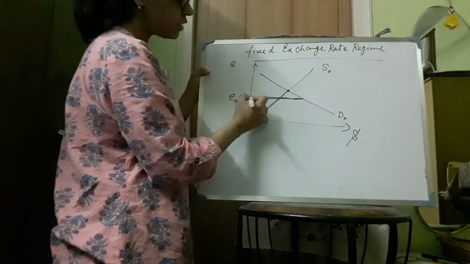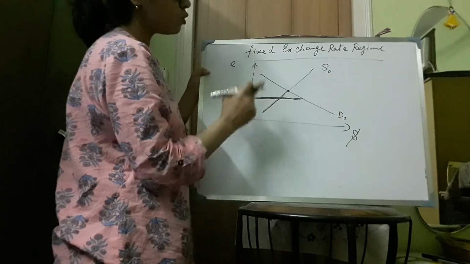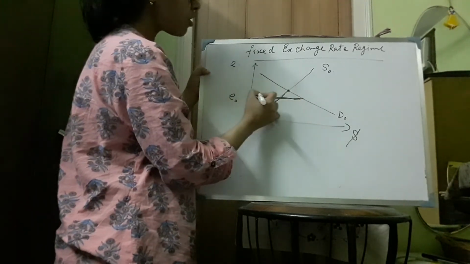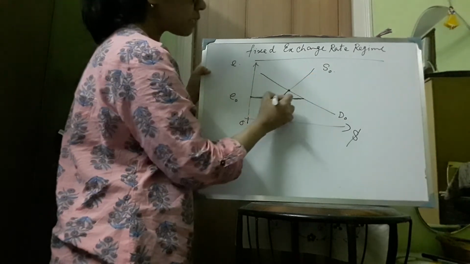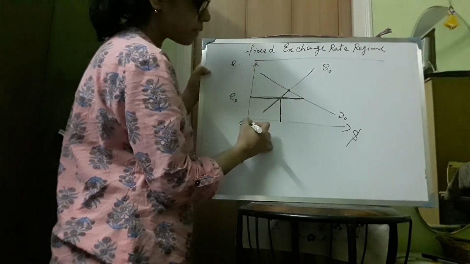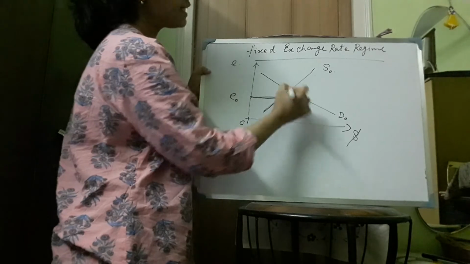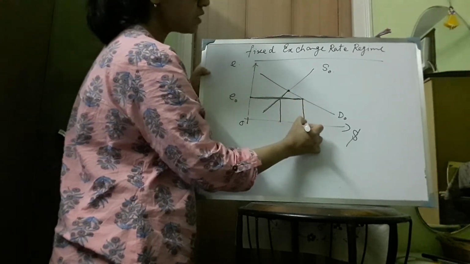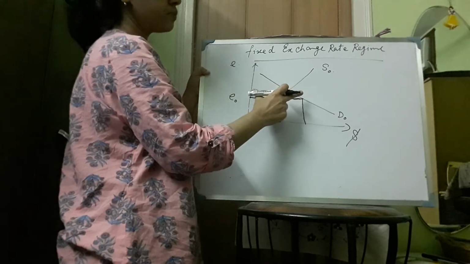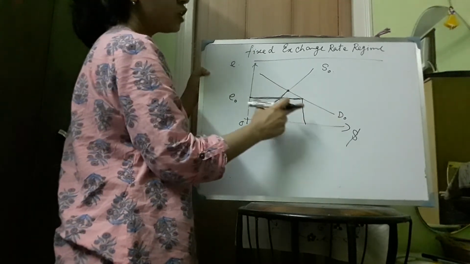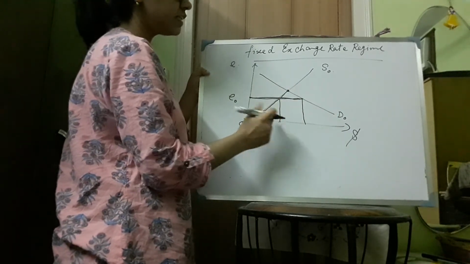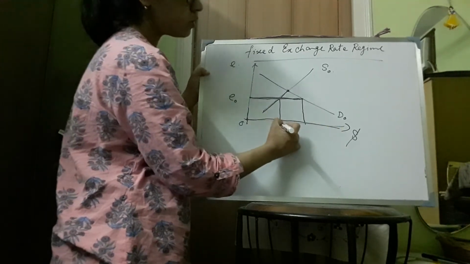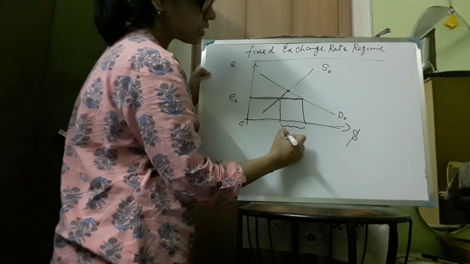So when the exchange rate is here at E0, what is happening to the demand and supply of dollar? At this level of exchange rate, as per this supply schedule, this is the total supply of dollar. But as per the demand schedule, at this level of exchange rate, this is the total demand for dollar. So demand for dollar is greater than the supply of dollar at this level of exchange rate E0. So this is the excess demand for dollar.